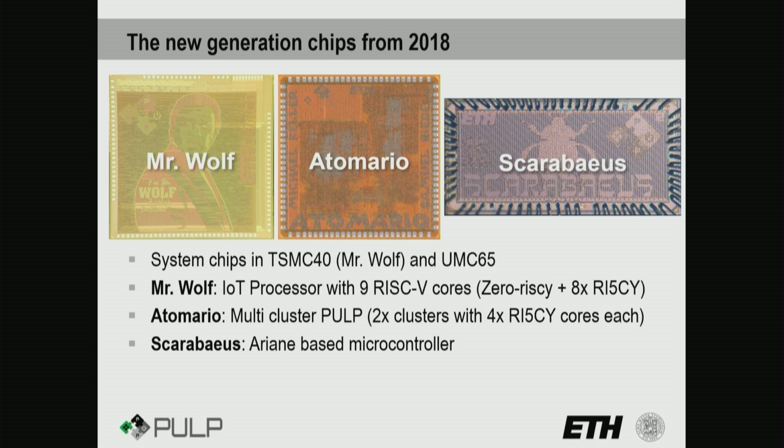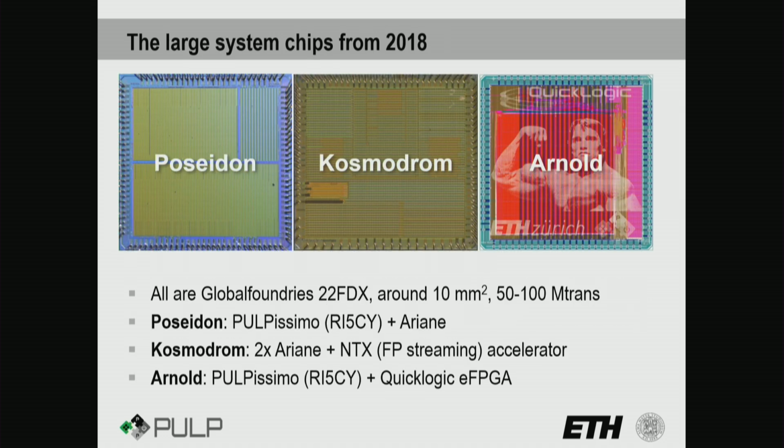Now, back in 2018, we then started to push for a new generation of chips where we actually not only had these big cluster systems, but we also added these microcontroller style system on chip parts to that. This is, for example, the Mr. Wolf chip that we did, which contains 9 RISC-V cores. So there's 8 RISC-V cores, which actually do the number crunching. There's a zero RISC-V, which does a lot of the controller management. We have a multi-cluster Pulp implementation, and we have an Ariane-based microcontroller, which were also taped out in various technologies.